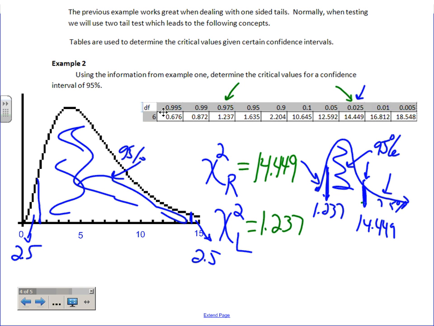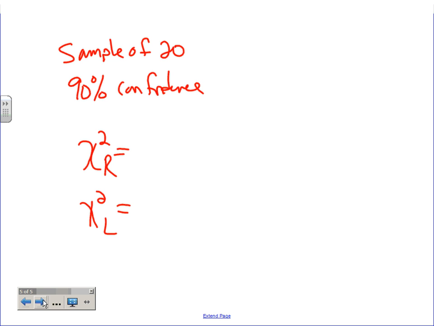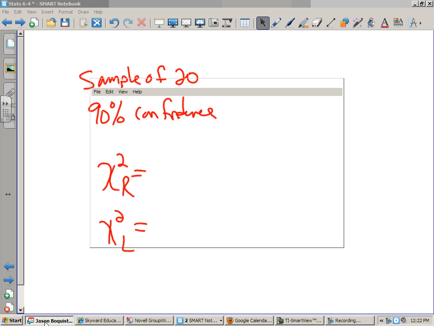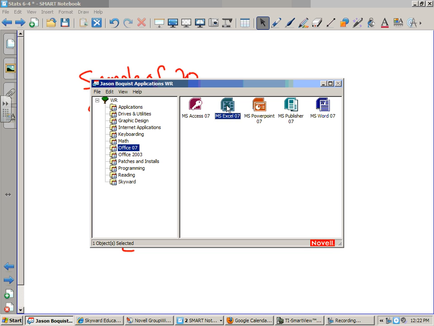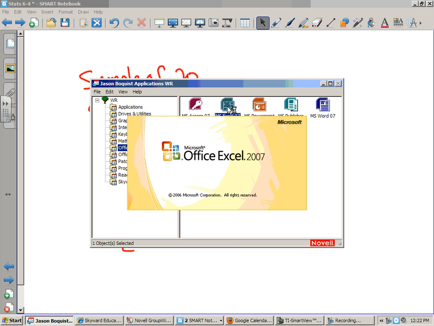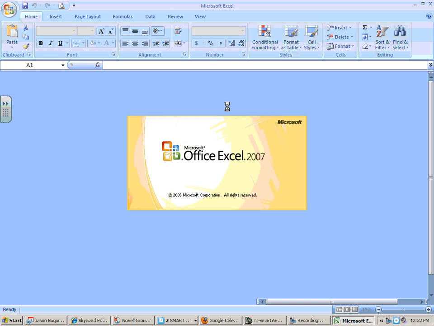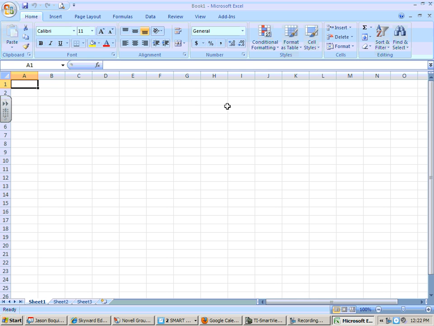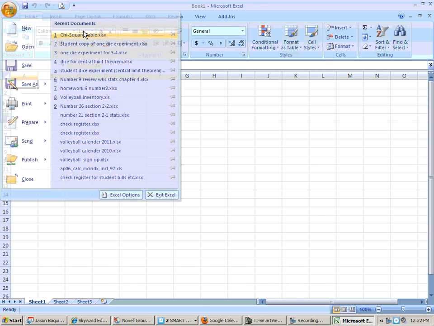No, what is degrees of freedom? 19 degrees of freedom. Okay. Yep, 90%. And while you work on that, I'll bring up the entire table.